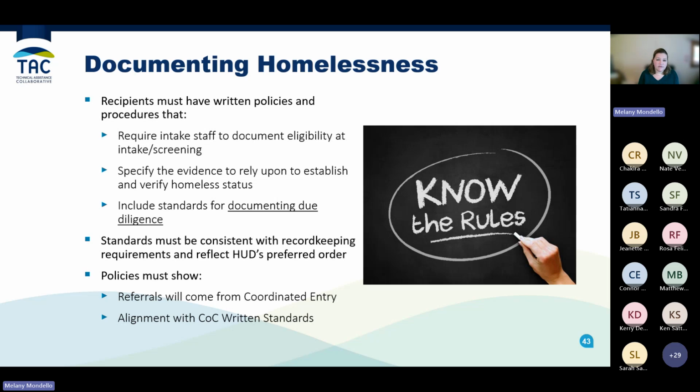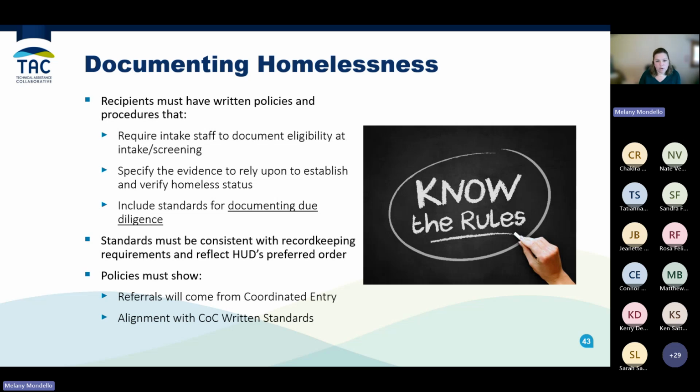You also can't have documentation standards that conflict with your CoC written standards. So if you're part of your CoC, you can go to their website, where there are written standards. They may at some point say, this is how we're going to document category 4. This is how we're going to document category 1.